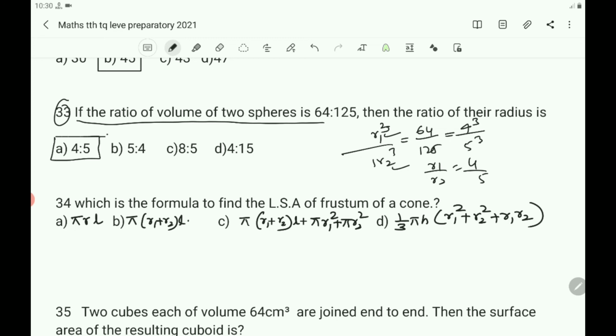So what is the answer here? 4 is to 5 is the answer. Here also you must know the volume of the sphere. The volume of the sphere is 4 by 3 pi r cube.